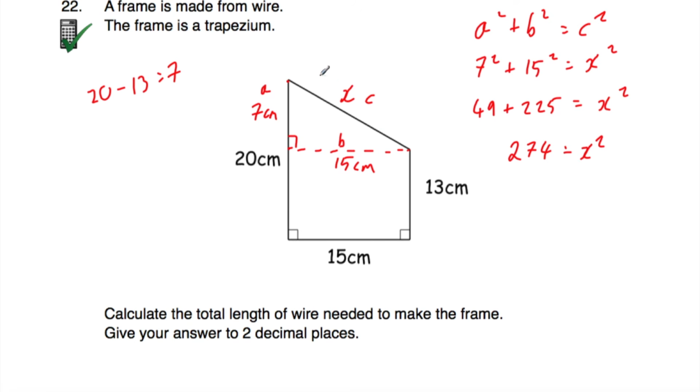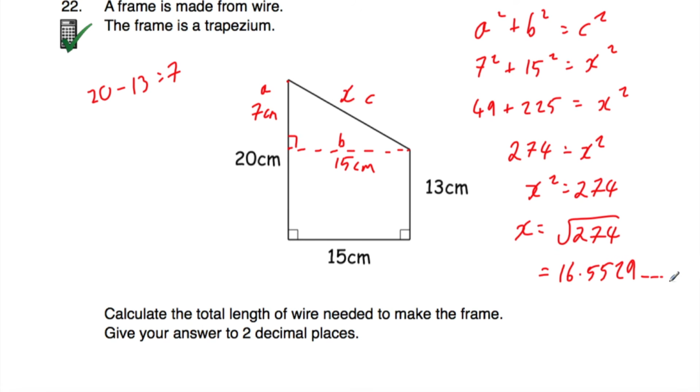So the length of this side squared is 274. Let's turn that around: x squared is equal to 274. We now want to find the length of this side, so let's square root. So x is equal to the square root of 274. And if we do the square root of 274, that's equal to 16.5529 and so on centimeters. So that means that x, this distance, is 16.5529 and so on centimeters.